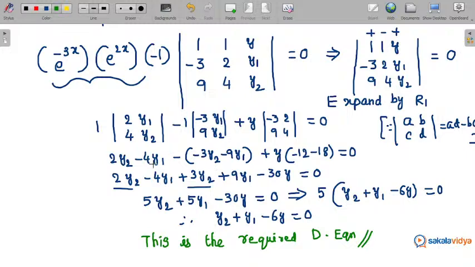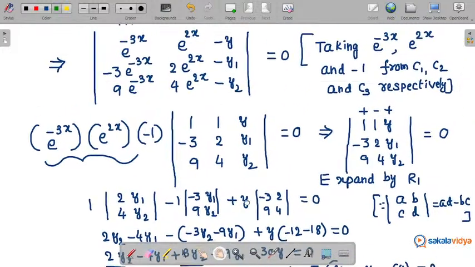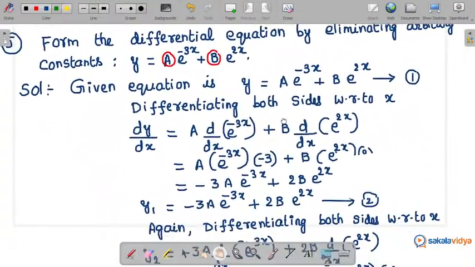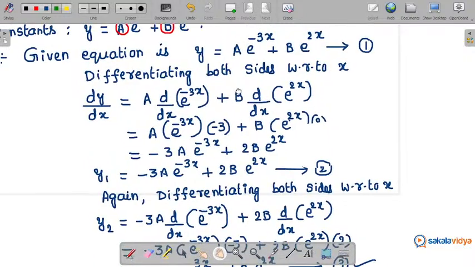Okay, let me show the total problem now. Just go through it once again. So this is the question. The given equation is y equals a times e power minus 3x plus b e power 2x, equation 1. Differentiating both sides with respect to x, dy by dx equals a times d by dx of e power minus 3x plus b times d by dx of e power 2x.